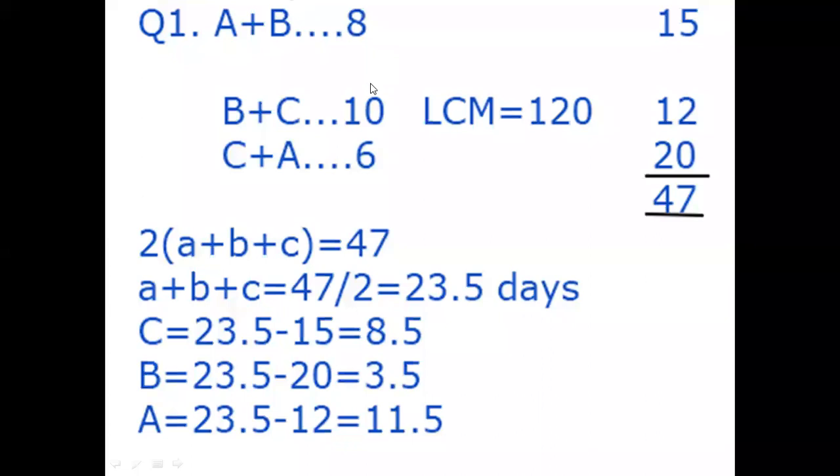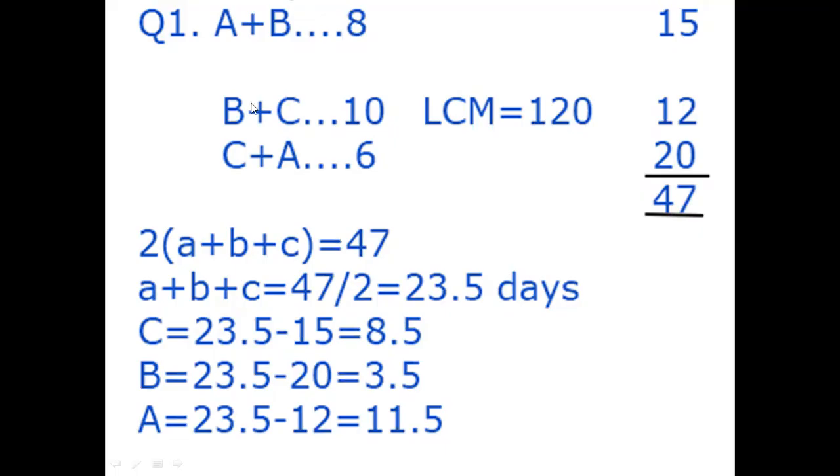Step number one, just find LCM of these three numbers. You're getting 120. In fact, this is total work also. Now, step number two, divide this total work by days. This 15, 12, and 20. Add them, you're getting 47.